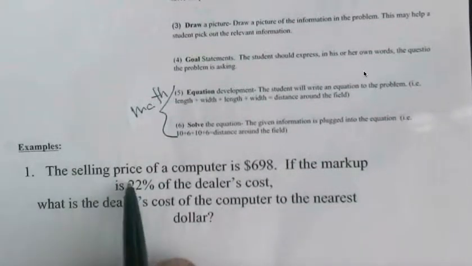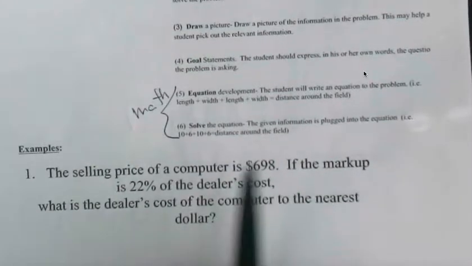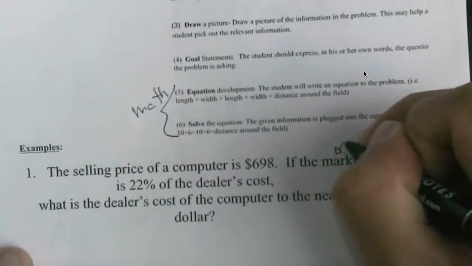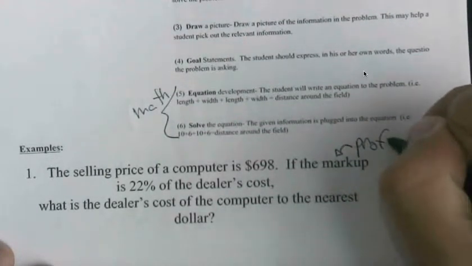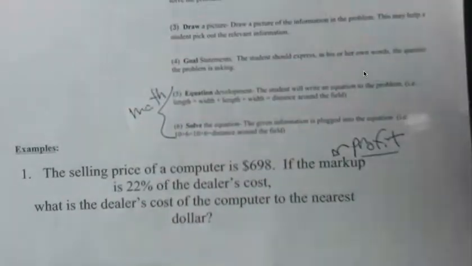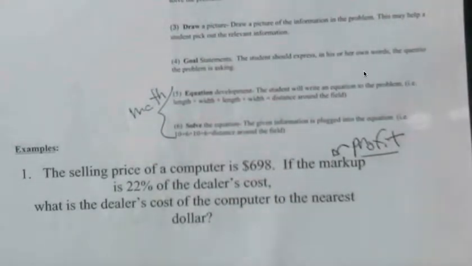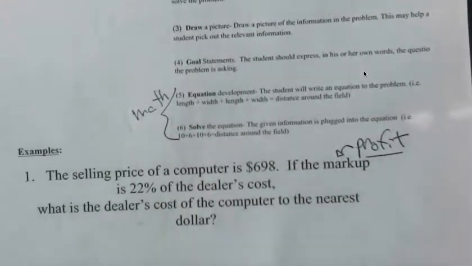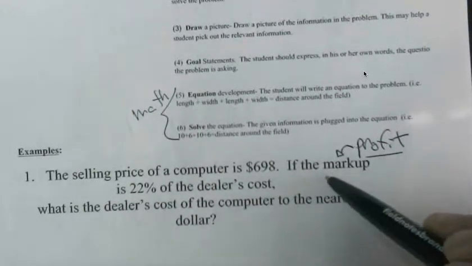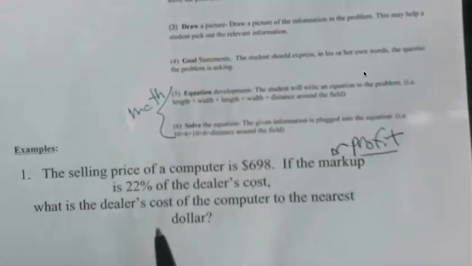I know that there is a computer that's being sold, and there's a certain markup. If you're not too familiar with these terms, a markup is the profit that's being made, and that's 22% of the dealer's cost. When you buy something in a retail environment, before you sell it, you have to get the dealer's cost. So you have to spend a little bit of money to make the markup and make your profit and also make your money back from the cost. And we're being asked to find the dealer's cost of the computer to the nearest dollar.